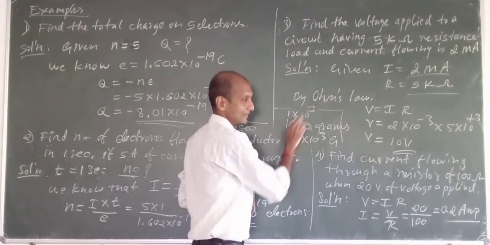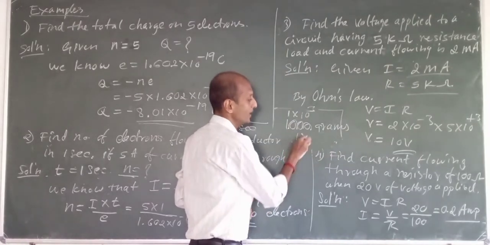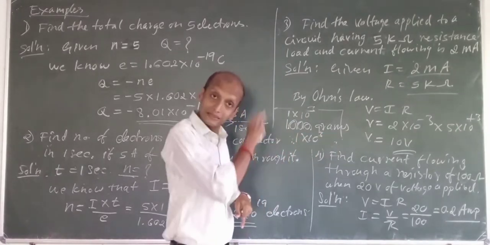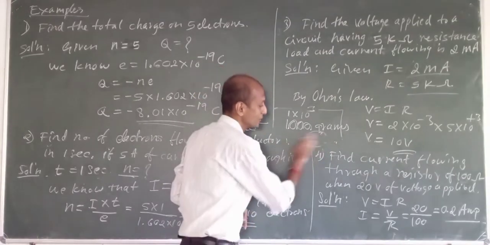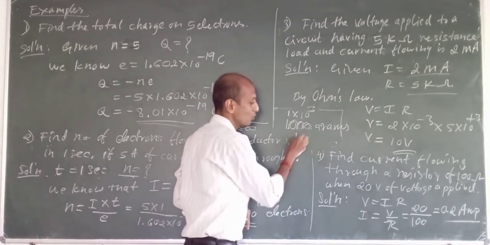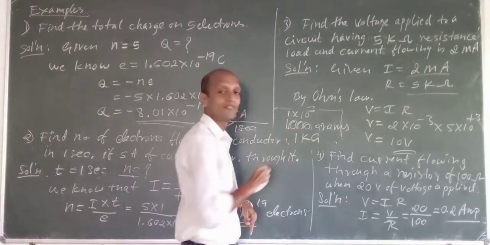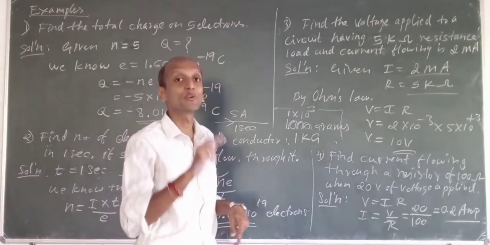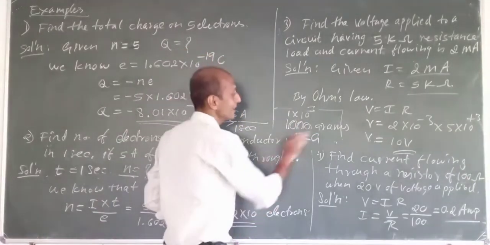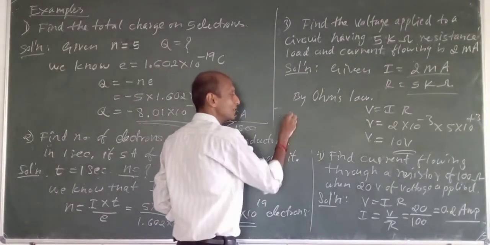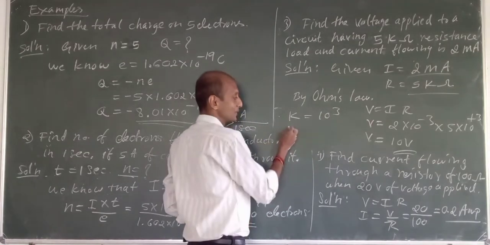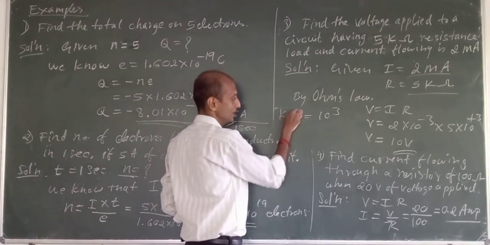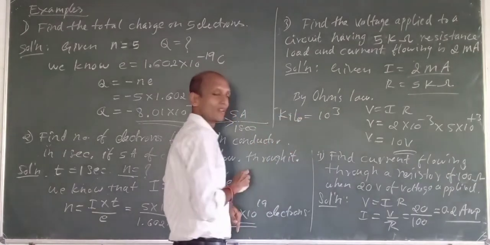Kilo, we will write this as, instead of writing again 1 into 10 power 3. To simplify this, we will use 1 kilogram. So kilo means 10 power plus 3. Kilo is 10 power plus 3, and we'll write it as K.